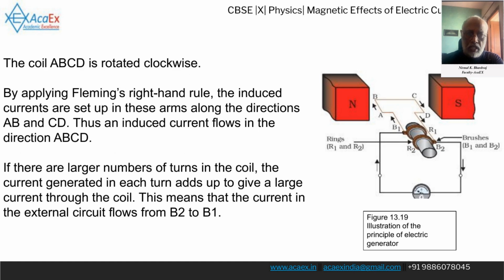As the coil rotates, say clockwise, the arms AB and CD move through the magnetic field, and an induced current is set up in them according to Fleming's right-hand rule. This creates a current that flows in the direction ABCD through the coil and from B2 to B1 in the external circuit.